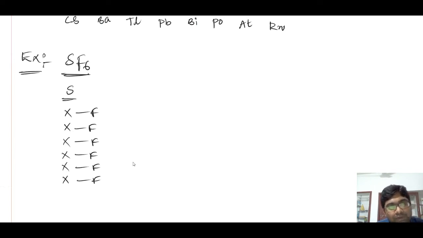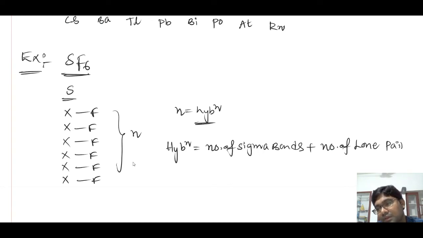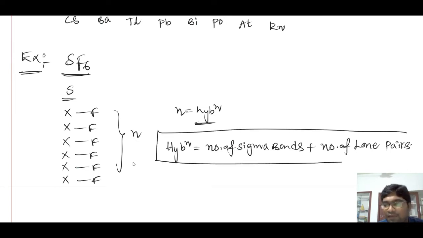If you count all these numbers here, some number n will come. Here n is equal to the hybridization. So what is the hybridization, students, here? Hybridization is equal to the number of sigma bonds plus the number of lone pairs. This is the only method by which we can find the hybridization as well as the number of lone pairs on the central atom. Okay, this is a very important and very easy method to find the hybridization.